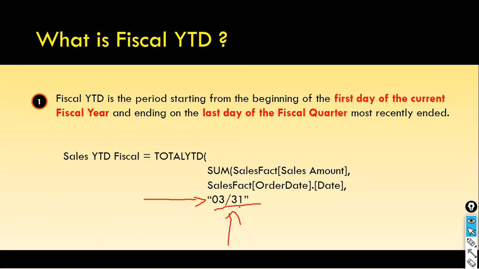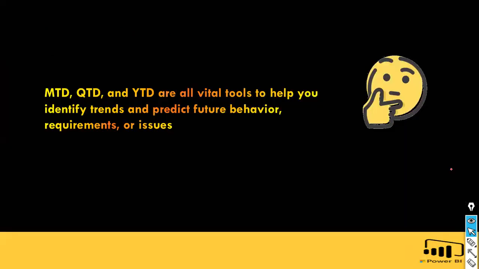So here the financial year ends on 31st March, right? It does the cumulative total here, fiscal year to date. That is how it works.